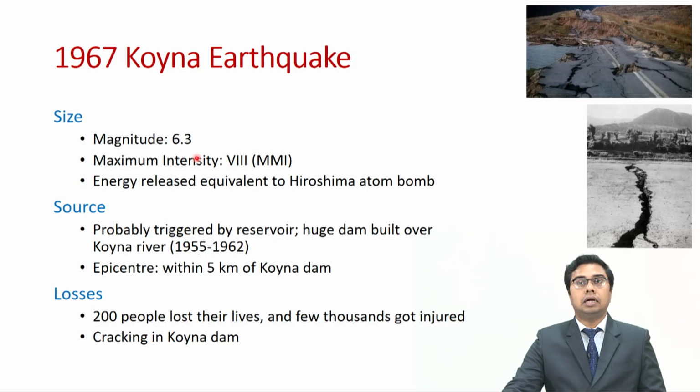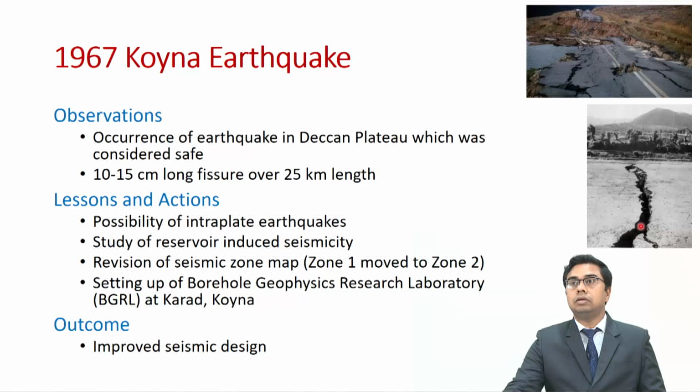The magnitude of the earthquake was 6.3 and the maximum intensity was perceived to be 8 on the modified Mercalli intensity scale. The energy released was equivalent to the Hiroshima atom bomb, and in this case over 200 people lost their lives and a few thousand got injured. The Koyna dam also suffered some cracking, and a fissure was observed in the ground, as shown here. This is a 10 to 15 centimeter wide fissure which extended over 25 kilometers.